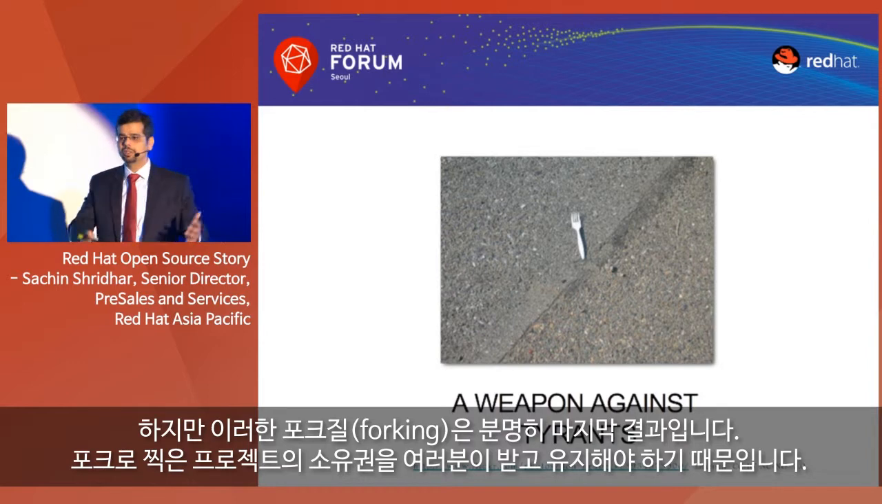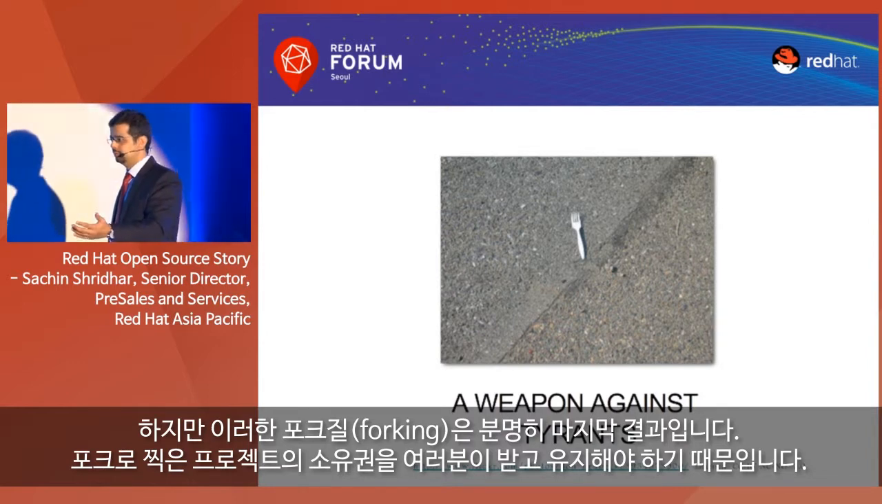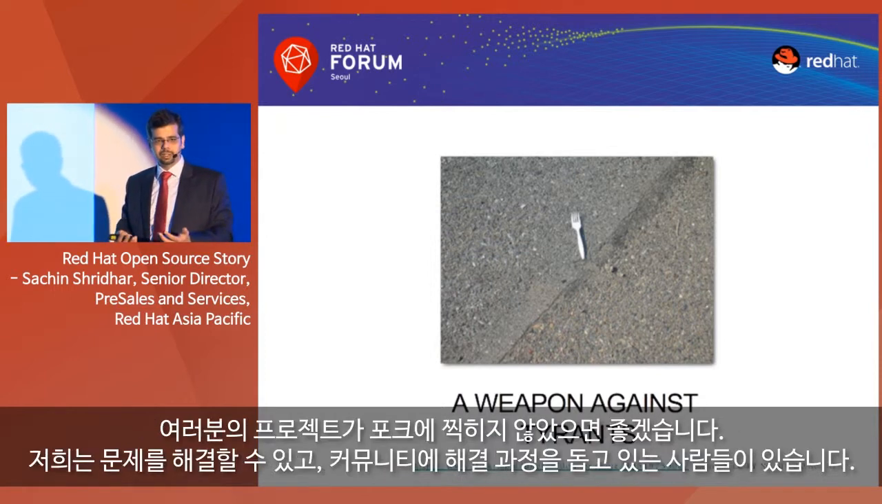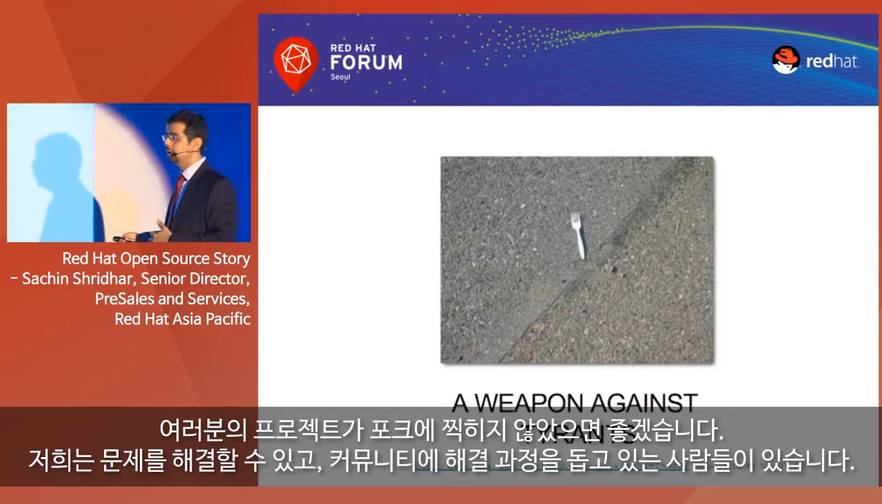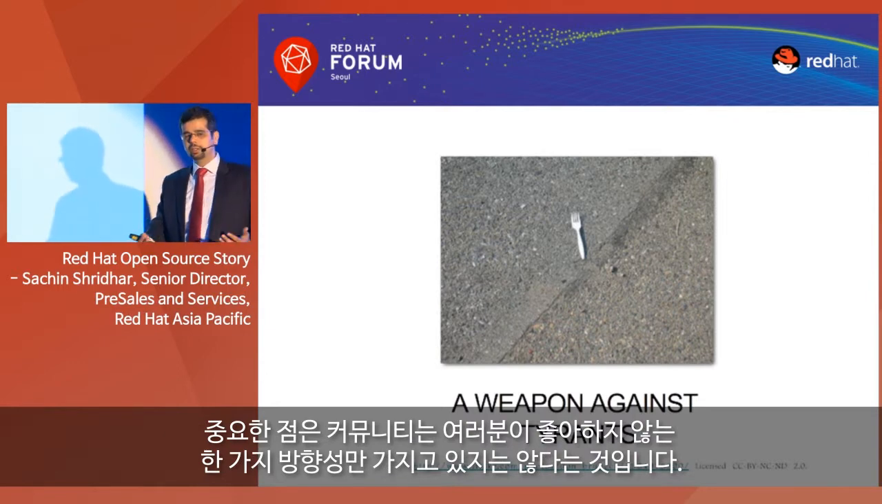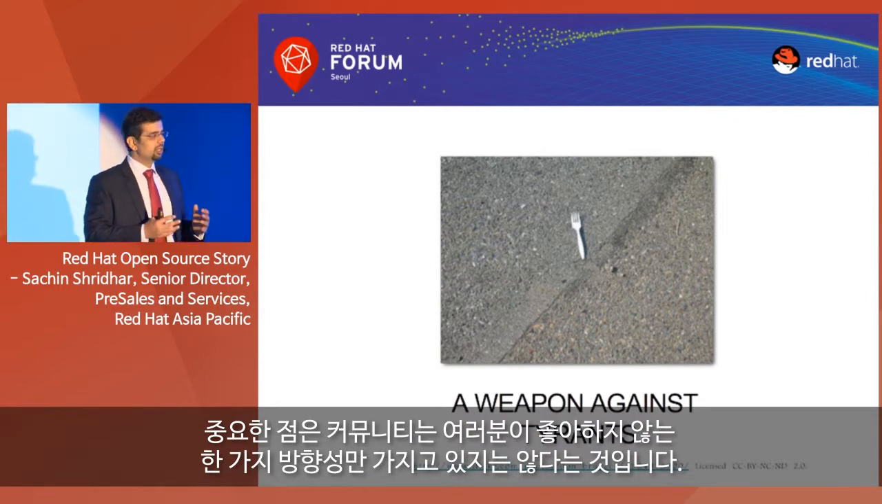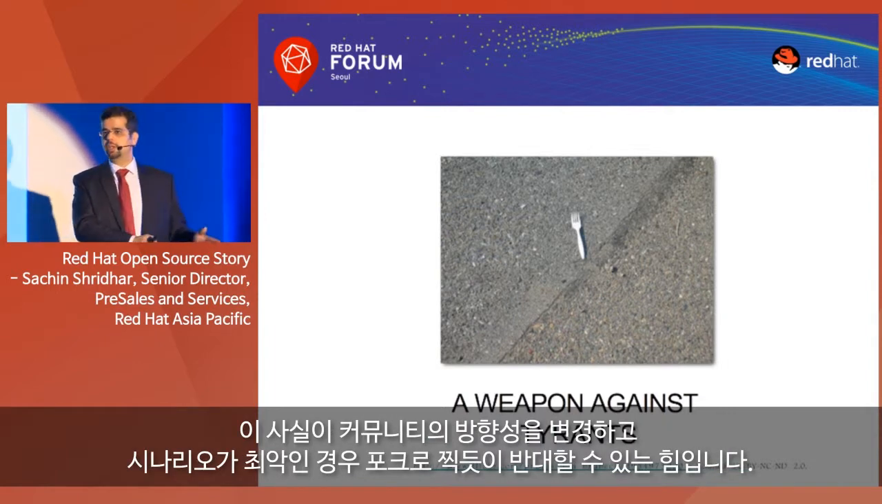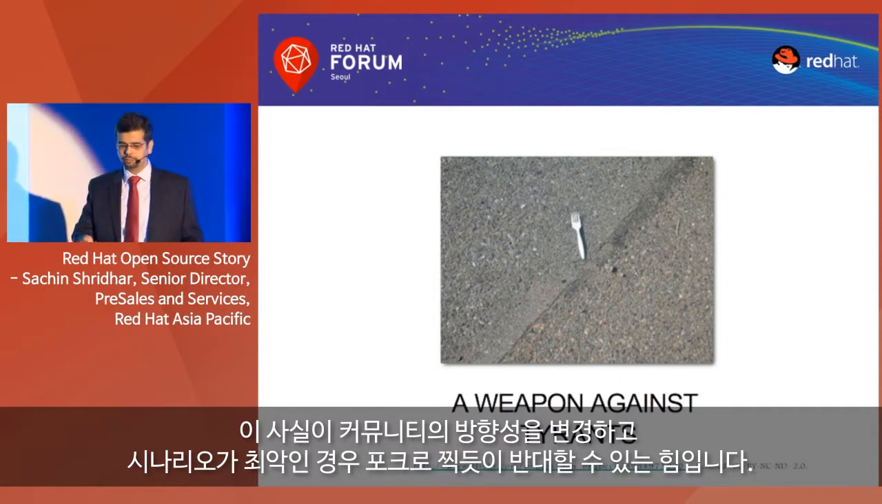But forking obviously is the last resort, because you must then take ownership of the fork and maintain it. Hopefully you don't get to a fork. Hopefully you can resolve it, and there are people in the community who help with the resolution process. The point here is the community does not just take one direction that you may not like. There is power to change the direction of the community or fork it as the worst case scenario.